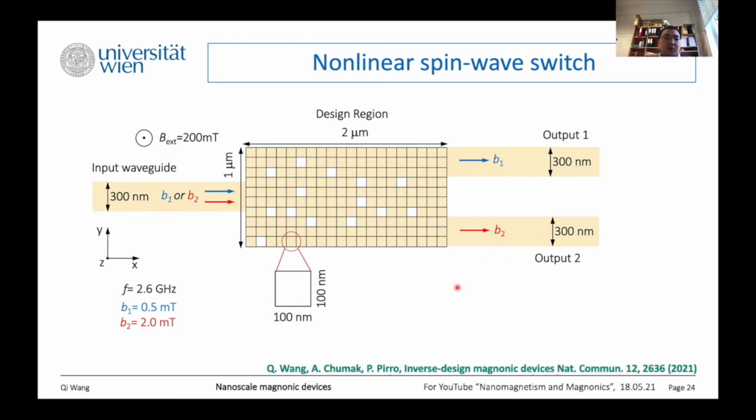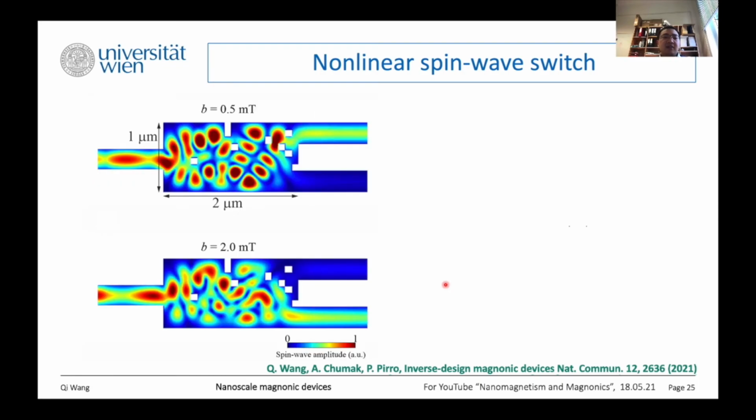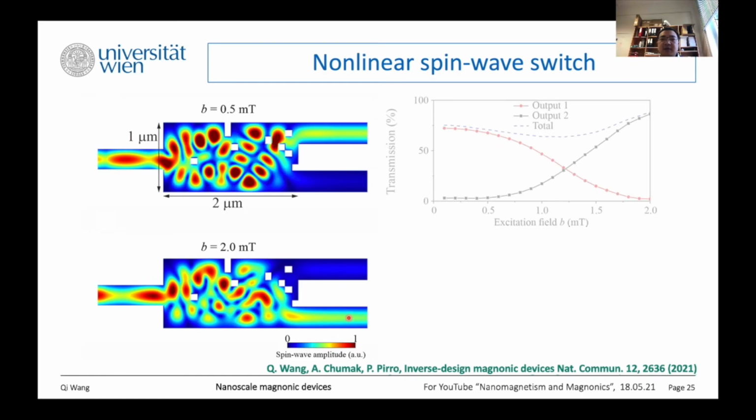For this simulation, we simultaneously ran 2 simulations, with low power and high power, so we separated them. Here are the results. For low power, all the energy goes to the first output, and for high power, it goes to the second output.